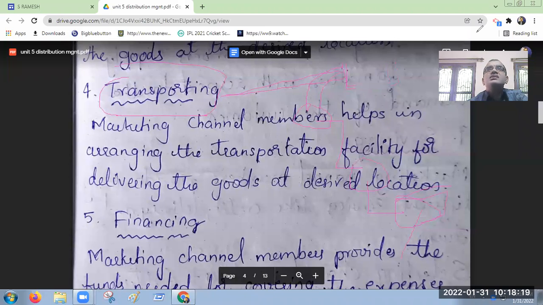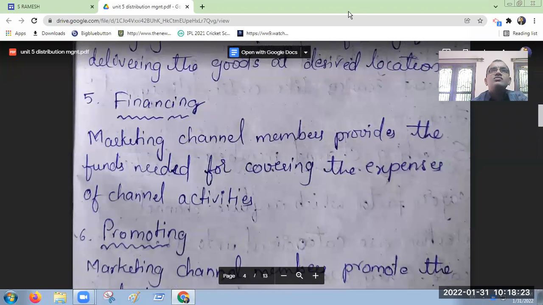Similarly, financing functions. See, I mentioned, sometimes the channel members will provide finance facility to the producer, and similarly finance facility to the customer also will be provided by the different channel agents, different channel members.